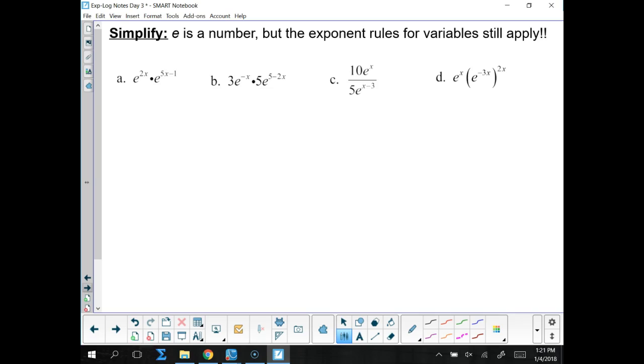So, in this first one, I've got a base to a power times the same base to a power. What do I do with those powers?